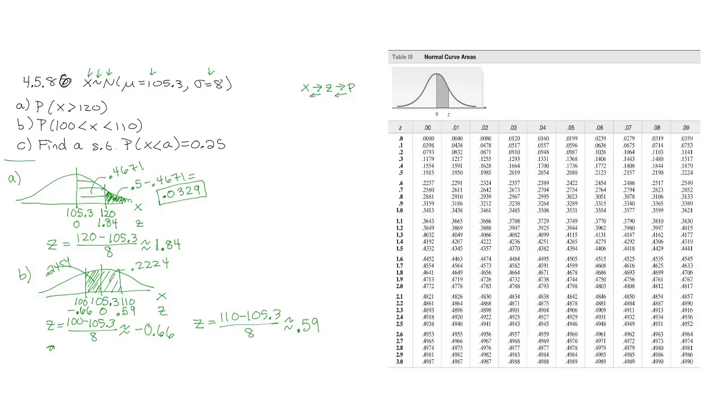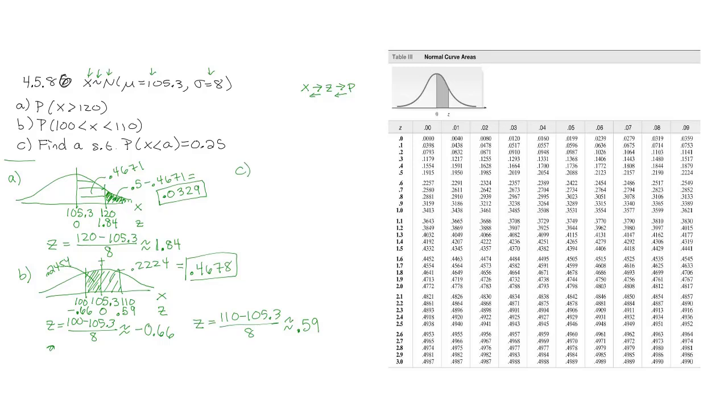But we want the area together, and if you want to do things together, you add them. So let's add those two areas. 0.2454 plus 0.2224 gives me 0.4678. So in other words, the probability of the tomato having between 100 and 110, whatever the weight is, is 46.78%. All right, part C.